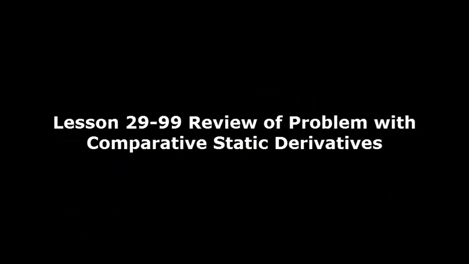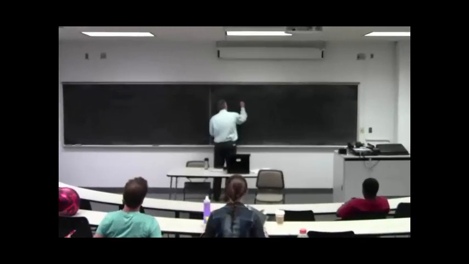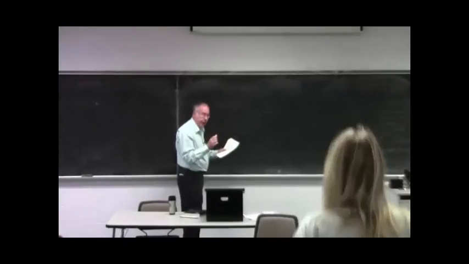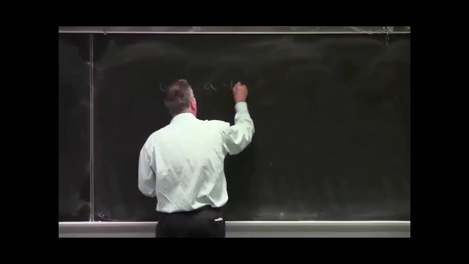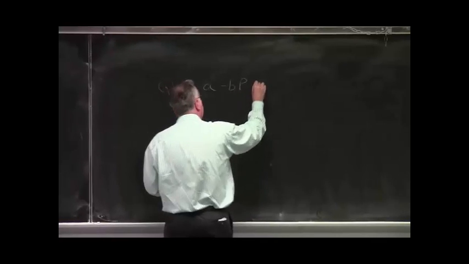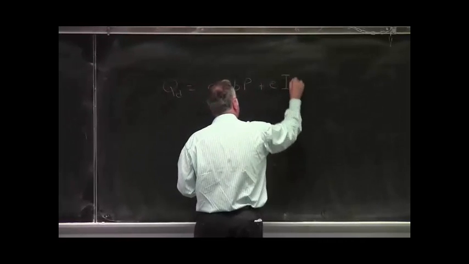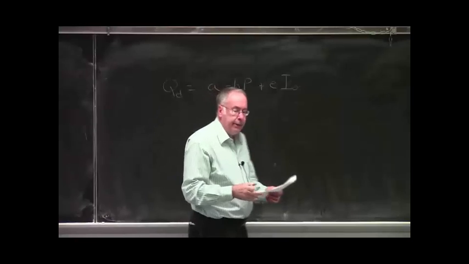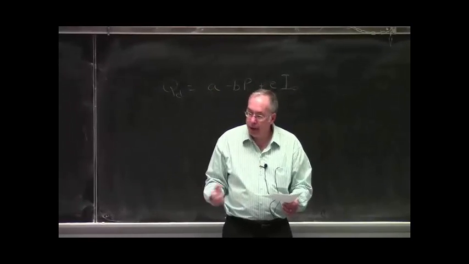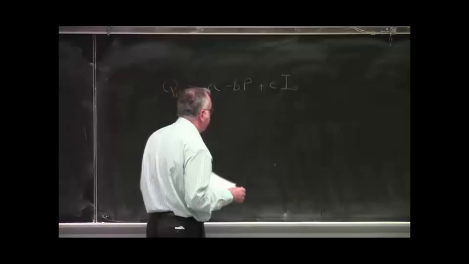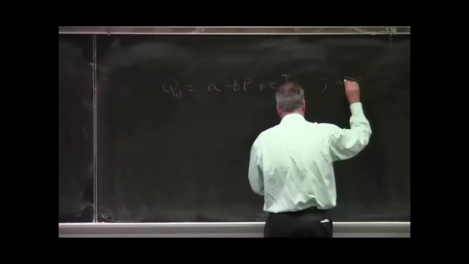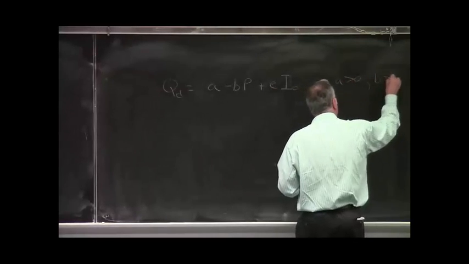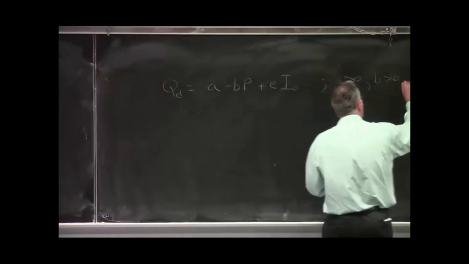We have the following supply and demand problem. Quantity demanded is given by this linear function, A minus BP plus E times I sub 0, where I sub 0 is aggregate consumer income. Notice we assume in this problem you're given A is positive, B is positive, and E is negative.